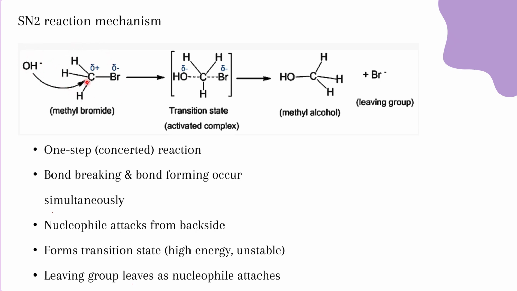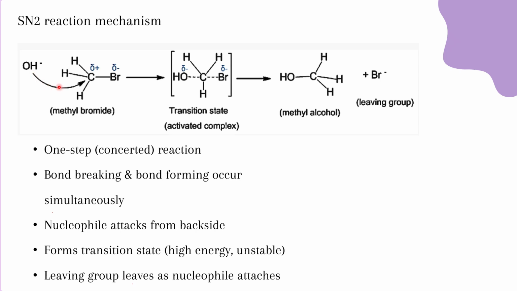As we can see in this substrate, this carbon carries a positive charge. So this is the nucleus towards which this negative charge gets attracted. This negative charge is going to attack this particular carbon atom, which is positively charged. It has a partial positive charge due to the presence of the bromine atom, which is partially negatively charged. Now, as you can see in the image, this OH minus is attacking from the back side.